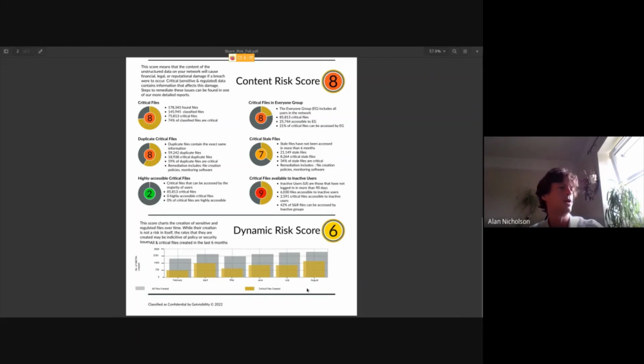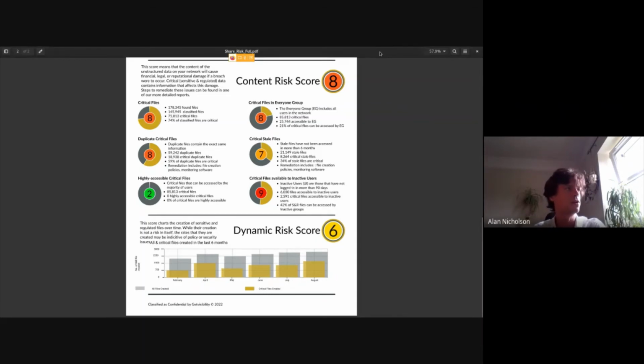So we could have seen a spike quite recently in the rate of critical creation, say during a period where a lot of users were actually leaving the company. This could be something that we want to look into and which will pose a high risk.